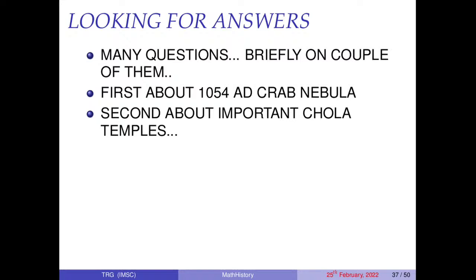First is about what is called the 1054 AD Crab Nebula. And the second thing is about something about solar temples. They are my favorite places because I lived in those places. Okay, so this is the thing.